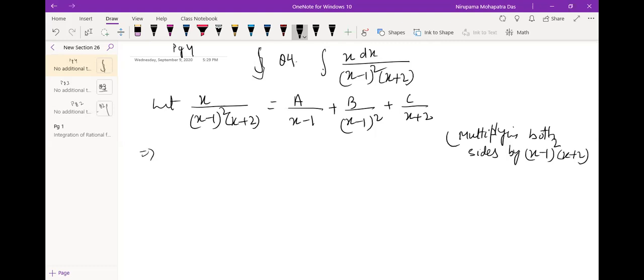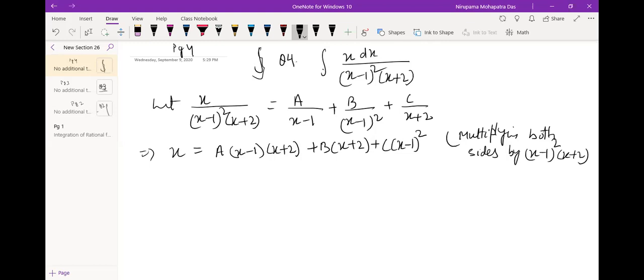So we can get x equal to a into (x minus 1) into (x plus 2), plus b into (x plus 2), plus c into (x minus 1) whole square. Okay, so we are getting like this.